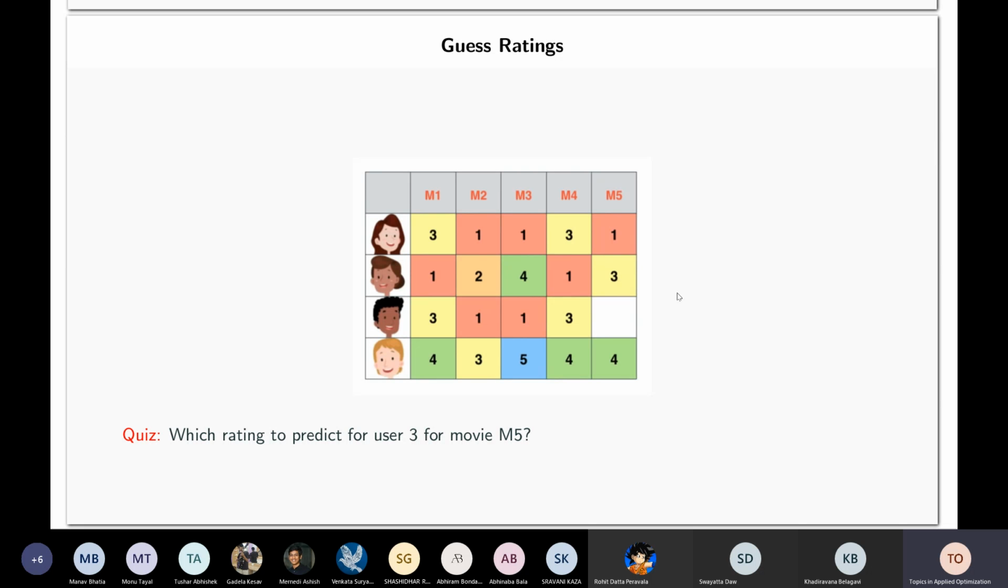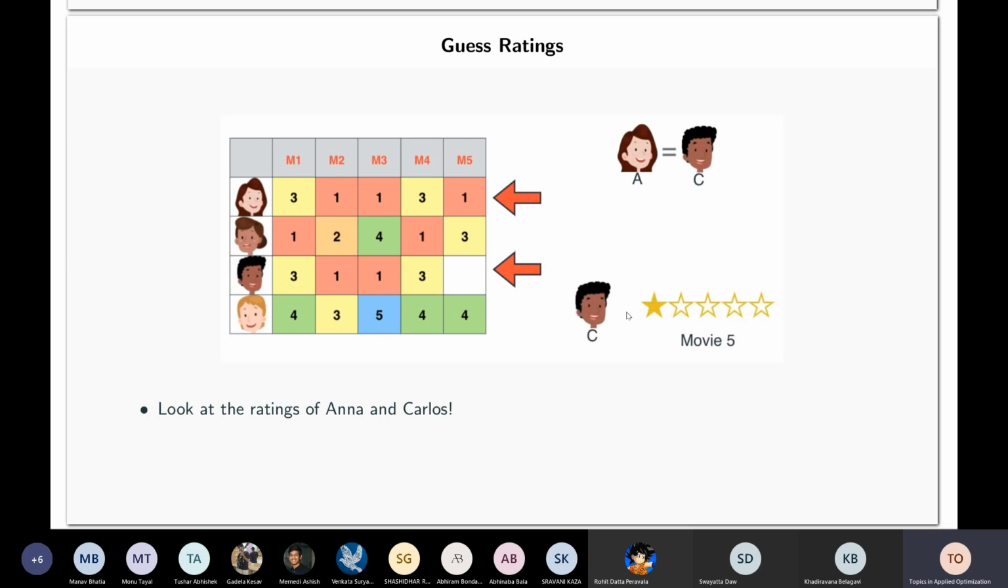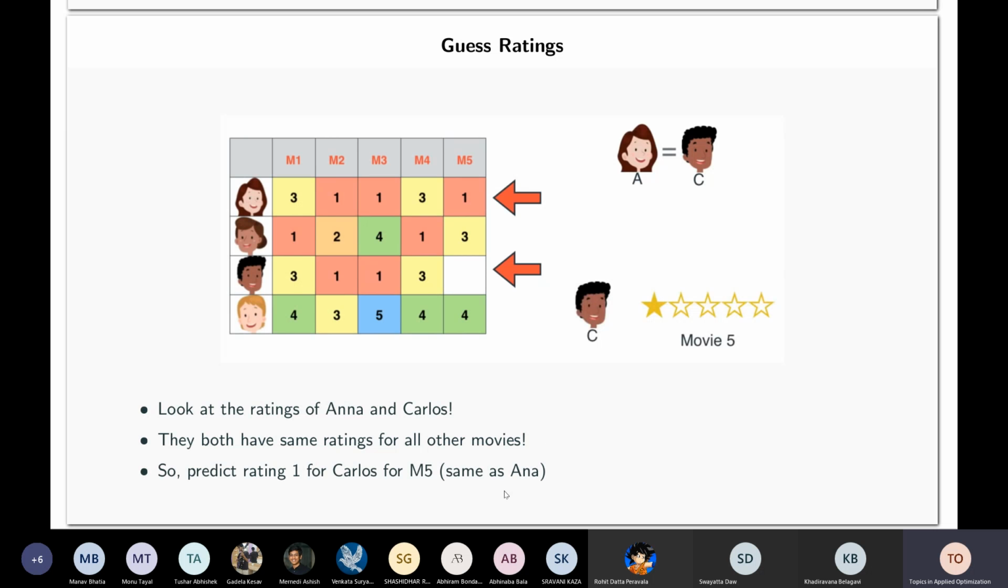Yes. So if we look at user 1 and this user, they are matching at these places, these places, these places. Okay, they are matching. So looking at that pattern, it should also be 1. So we are going to recommend 1. Then let us look at the next one. They both have the same rating, so we are also going to predict the rating 1.